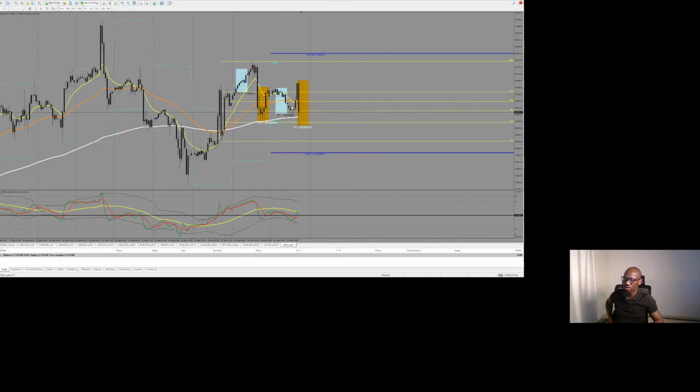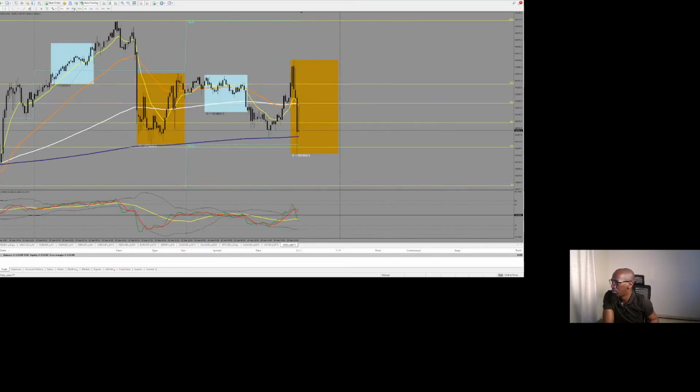So you see on H1, there's this wick right here, which would have swept liquidity. This again is a very interesting action of price, but we wait and see.